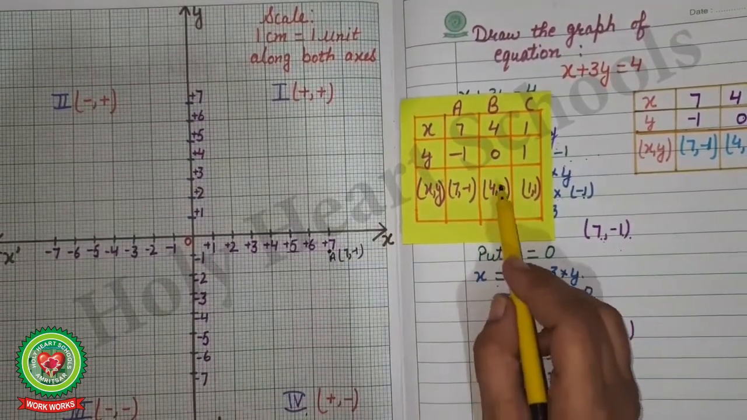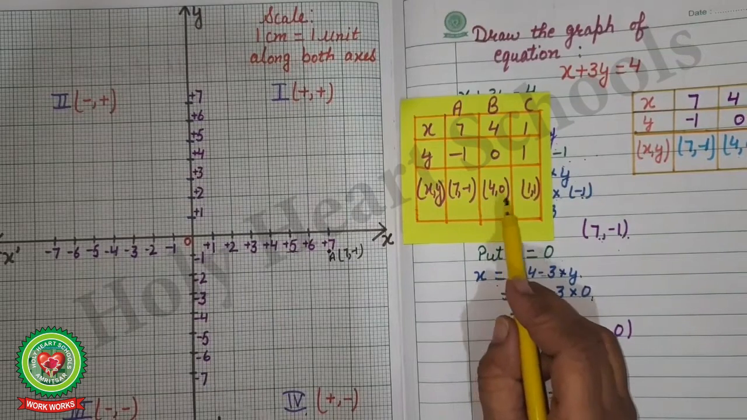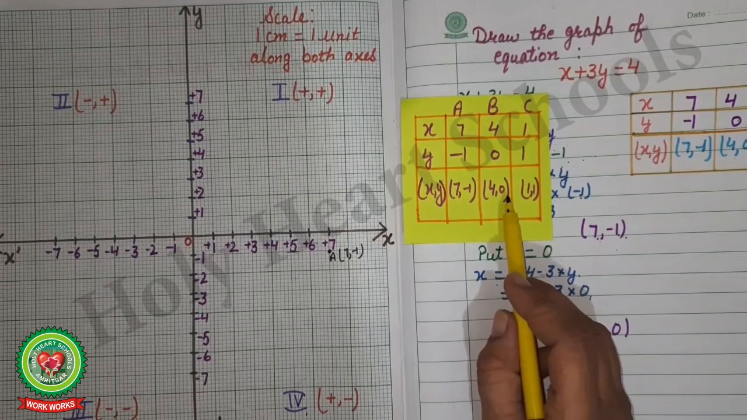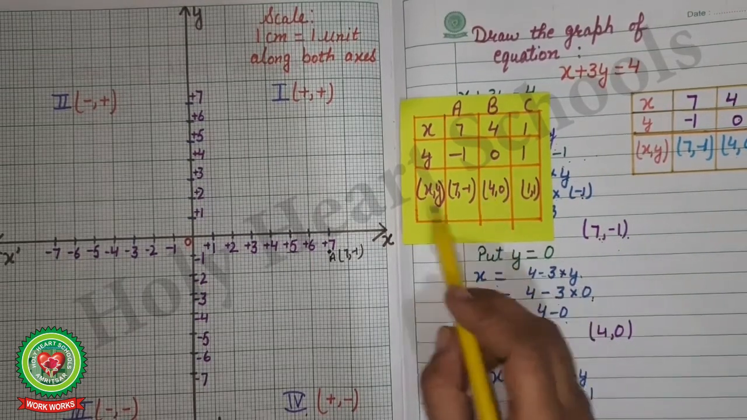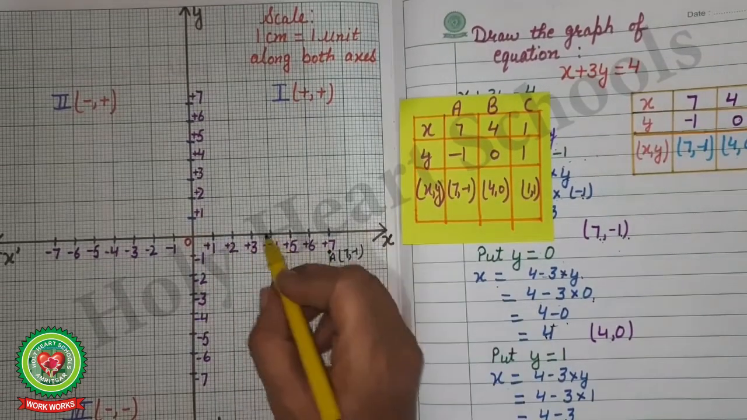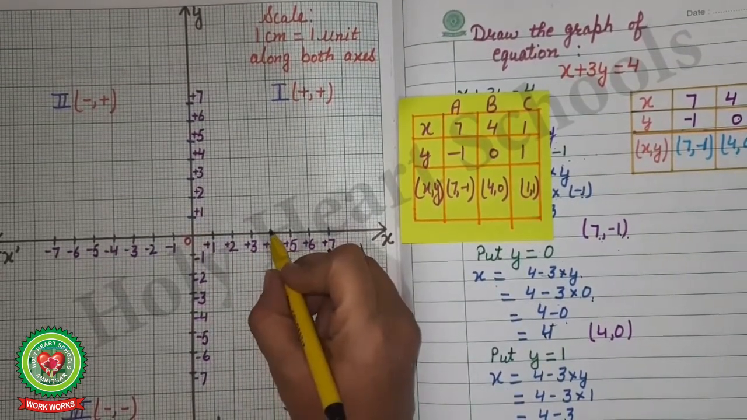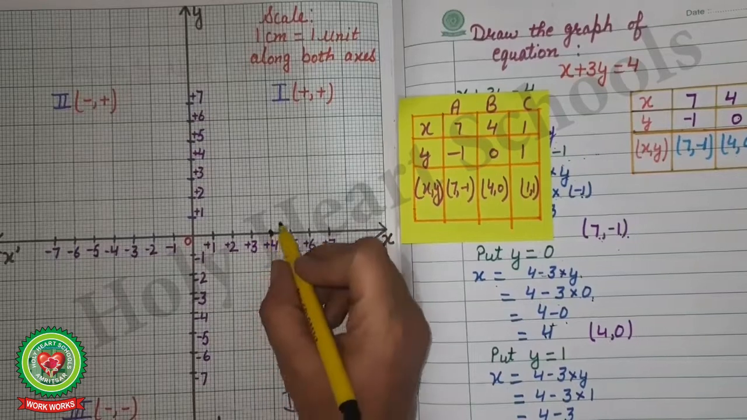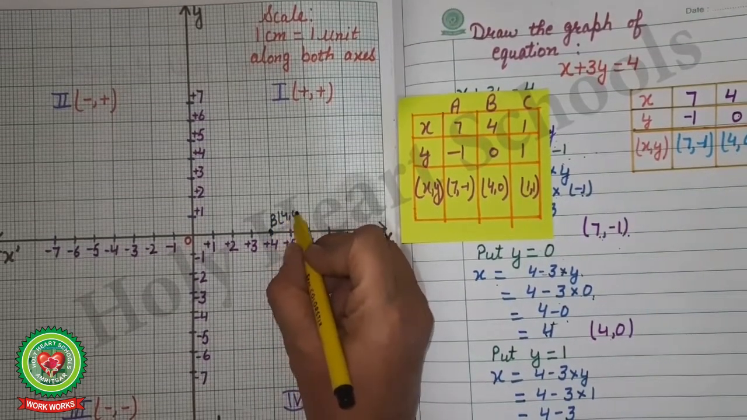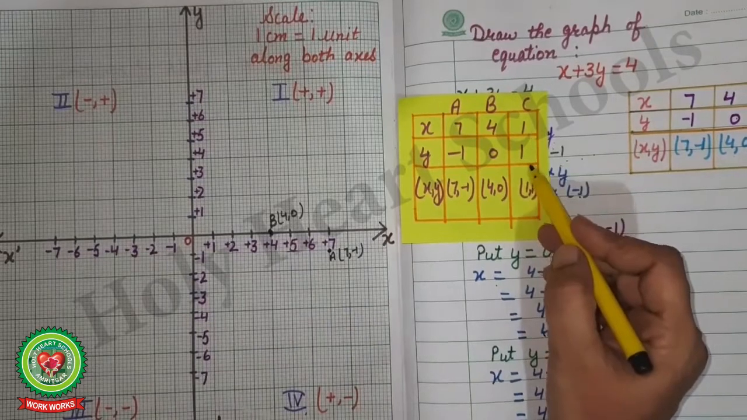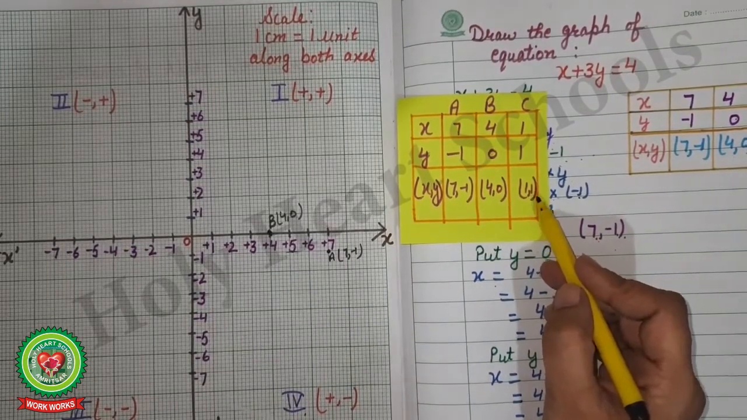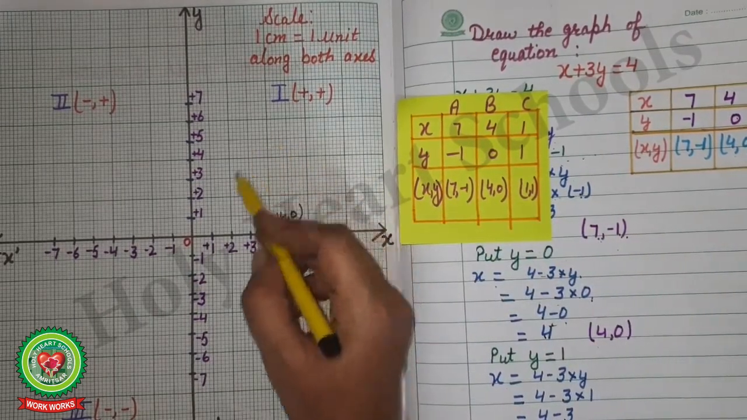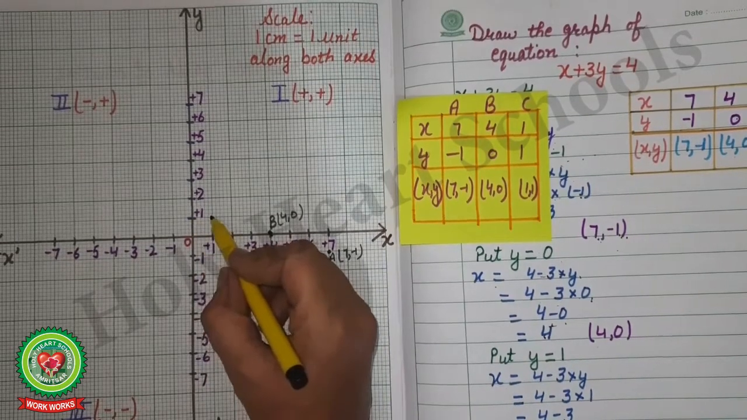Next, 4, 0. x coordinate 4, y coordinate 0, means the ordinate is 0. And if the ordinate is 0, the point lies on the x-axis. So 4 units plus 4, 4 units on the x-axis and 0 units on the y-axis. So it will lie on the x-axis and name it as B (4, 0). Next C (1, 1). x coordinate 1 and y coordinate also 1. Both are positive. So it lies in the first quadrant.